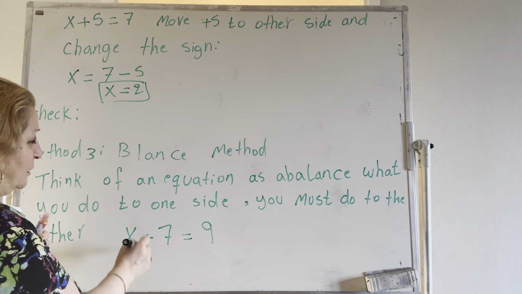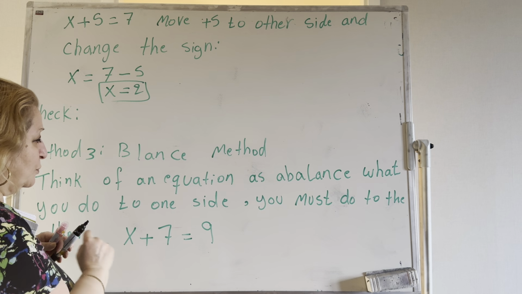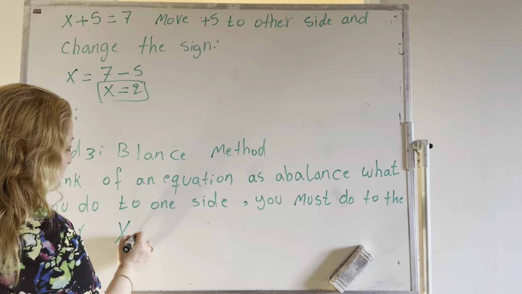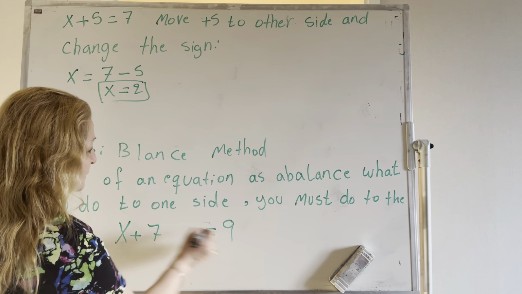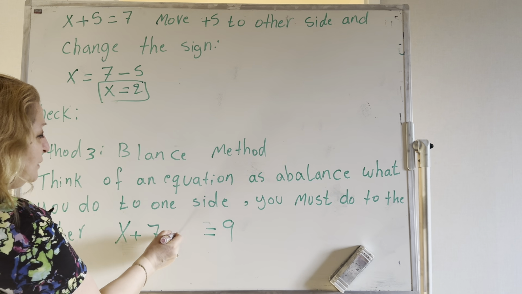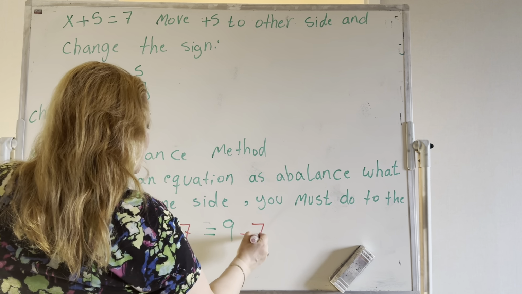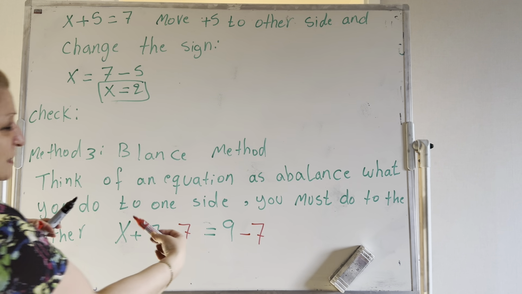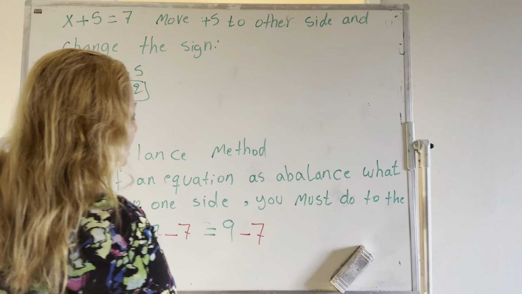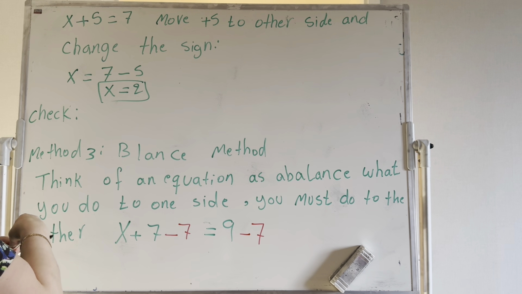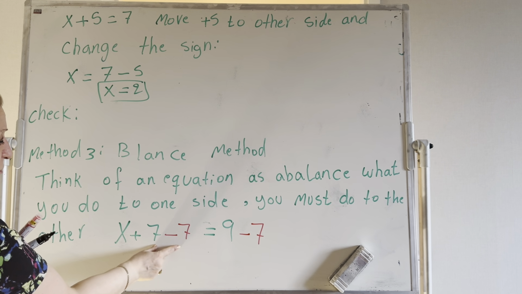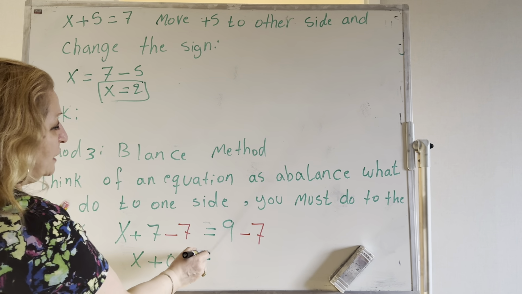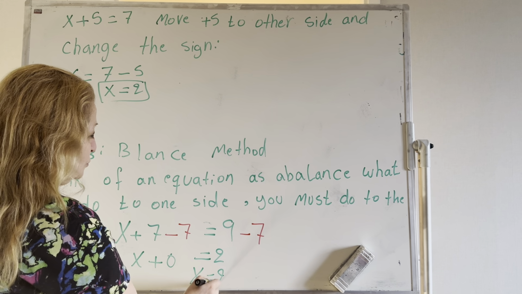Here I want just x. Then x plus 7 equals 9, and I will add minus 7 here, minus 7 on the other side. If I do something on the first side, I must do the same thing on the other side. Here I get 0. X plus 0, 7 minus 7 is 0, equals 2. X equals 2.